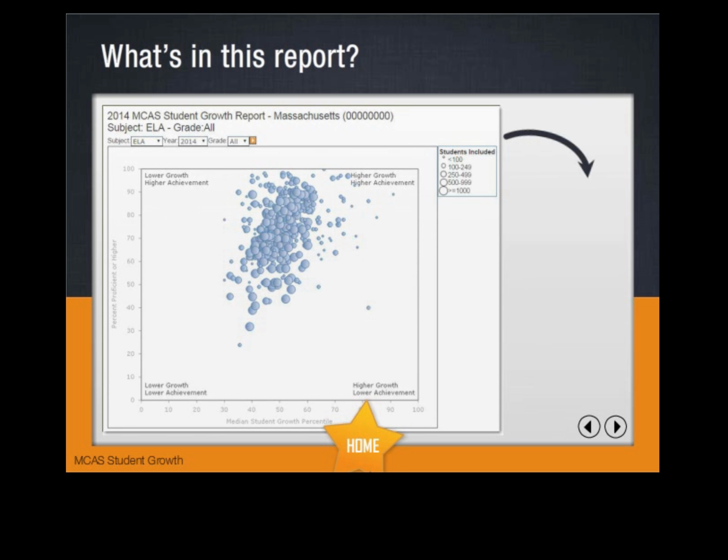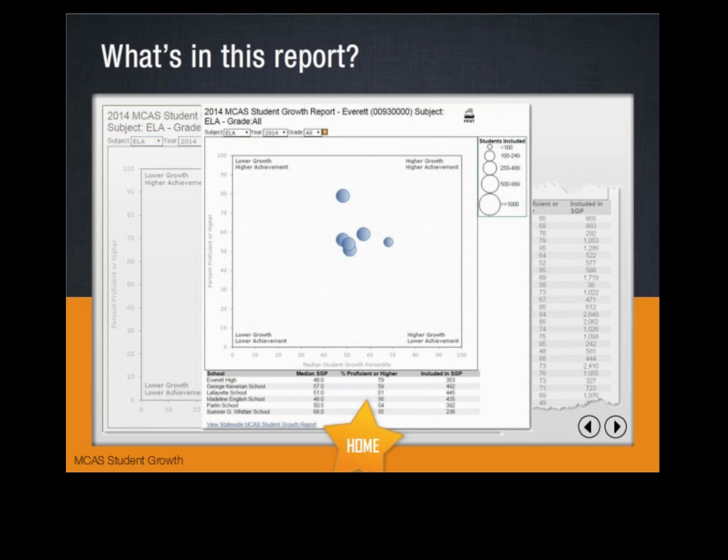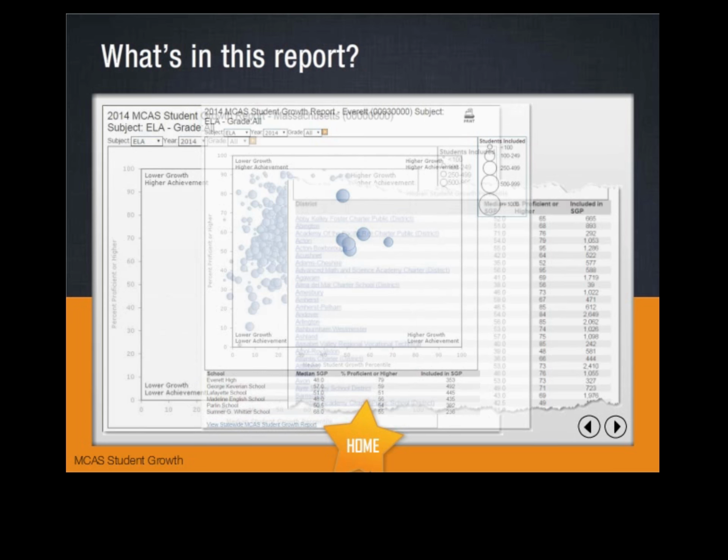Below the scatter plot, a table displays the data represented in the graph. It includes a list of all districts with their median student growth percentile, or median SGP, the percentage of students who achieved a proficient or higher performance level, and the number of students included in the median SGP calculation for that district. You can click on any district in the table to view a similar scatter plot and table, showing the growth and achievement of the schools in that district.